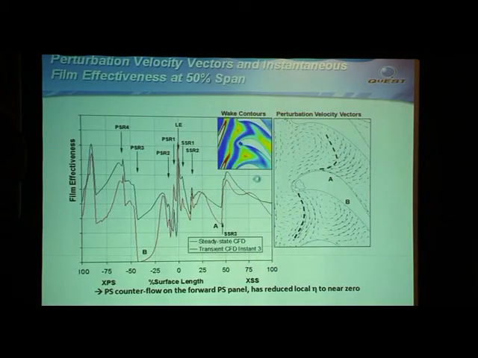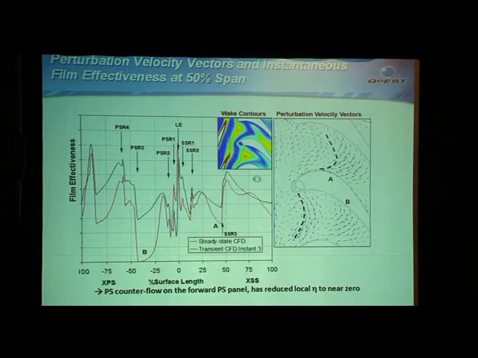In a steady state analysis, you don't get any of this because all you have is the mean flow field. This is just one snapshot in time, where we were looking at very low film effectiveness on the pressure side of the airfoil. So the question is, what's causing that? We've got these negative jets that set up in here, those dashed lines. What we found is that there's a counterflow that's introduced because of these negative jets.